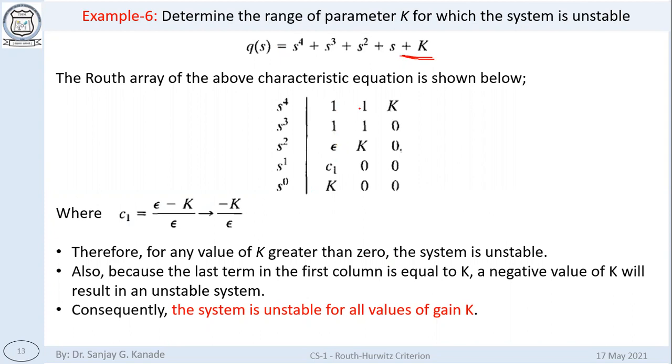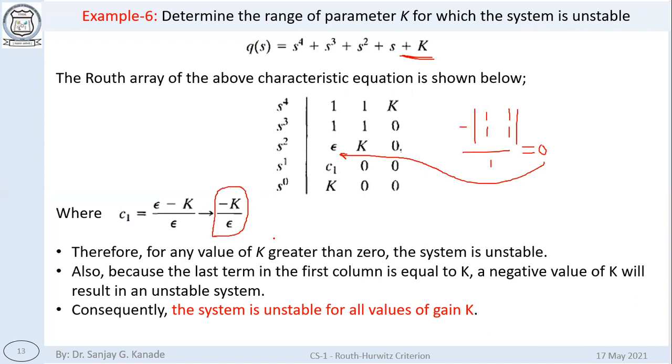Here it was 0, see, 1 1 1 1, so obviously the determinant is 0, right? 1 1 1 1, so this determinant is going to be 0. So instead of this 0, we replace by epsilon. We find out value of C1 and then go ahead. So C1 here is minus k upon epsilon.